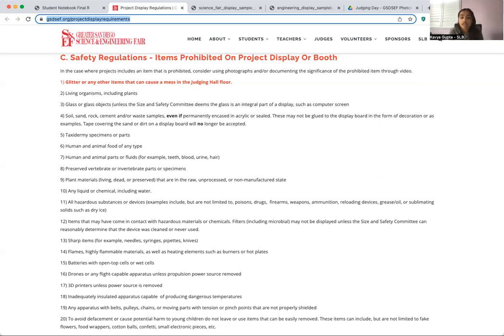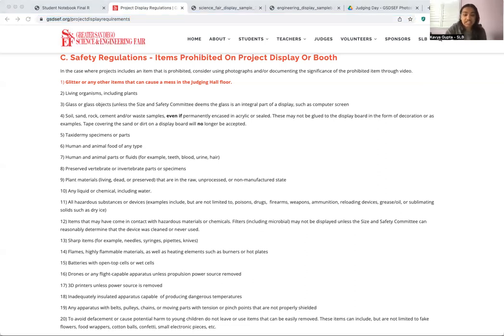Parents are not allowed in the fair during the judging sessions. When you're checking in and setting up your poster the day before, on March 14th, parents are allowed to come in and help with the project setup. But during the judging day, Wednesday, March 15th, no parents are allowed. It is only students. Students will be dropped off in the morning, and there are volunteers and GSDSEF board members who will help guide the students, but during judging, parents are not allowed.